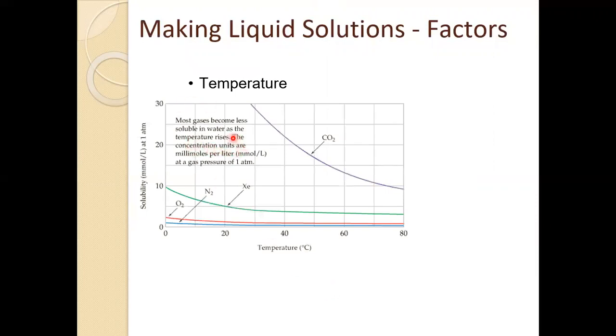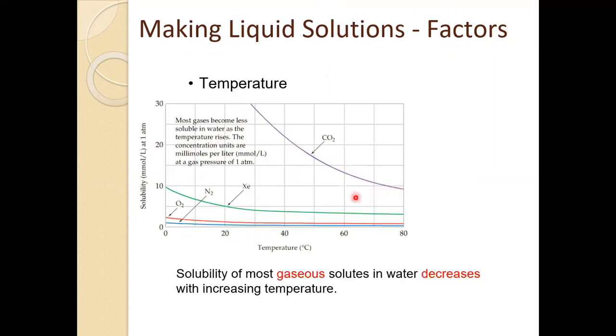If we take a look at a similar graph, but this time we're plotting solubility versus temperature of various gaseous substances, what we find here is largely the opposite trend as what we saw with solid solutes. With gaseous solutes, as we increase the temperature, the solubility actually decreases. So with most gaseous solutes, generally speaking, their solubility decreases with increasing temperature.